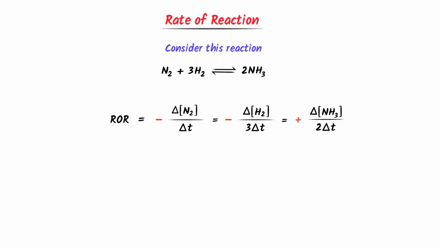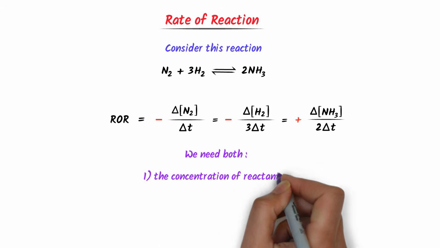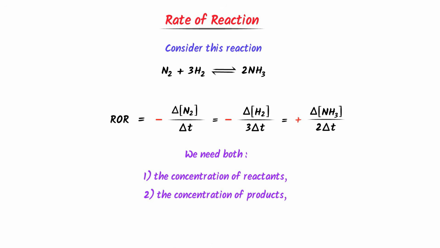Remember that in this expression, we need both the concentration of reactants and the concentration of products to find rate of a reaction. For instance, we need the concentration of nitrogen gas or hydrogen gas or the concentration of ammonia gas to find rate of a reaction. Thus, in the first method, we learn that if the concentration of reactants and products is known, we can easily find the rate of a reaction.